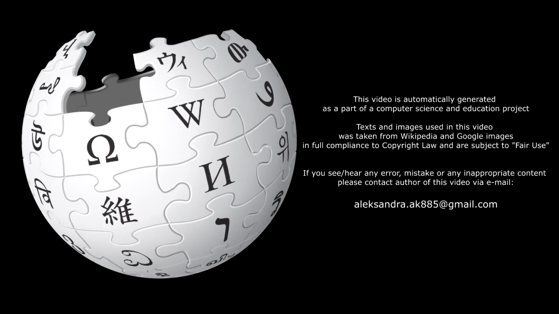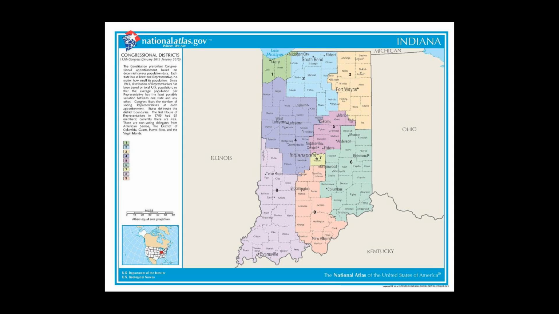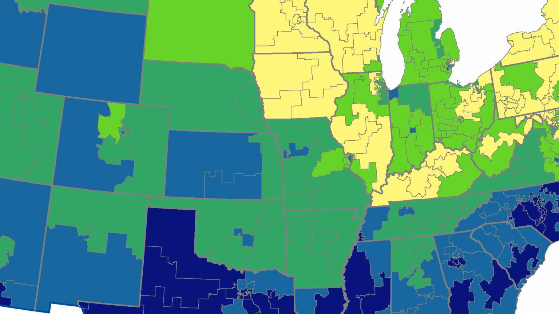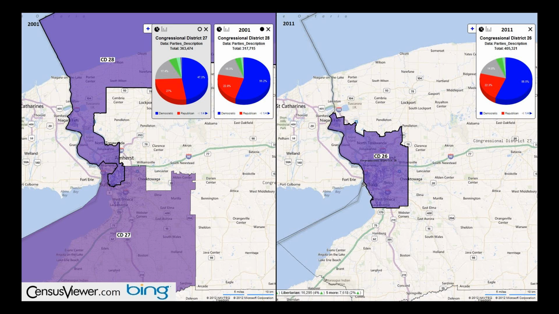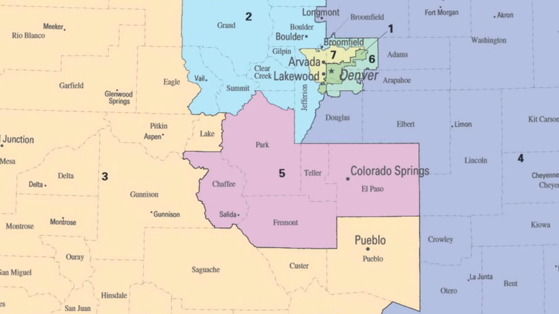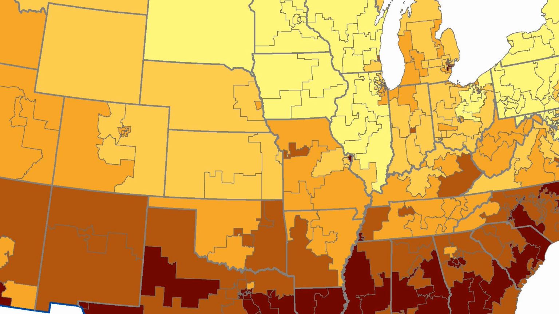Rhode Island is divided into 2 congressional districts, each represented by a member of the United States House of Representatives. It is the least populous state in the nation to have more than 1 congressional district. The districts are currently represented in the 115th United States Congress by 2 Democrats.